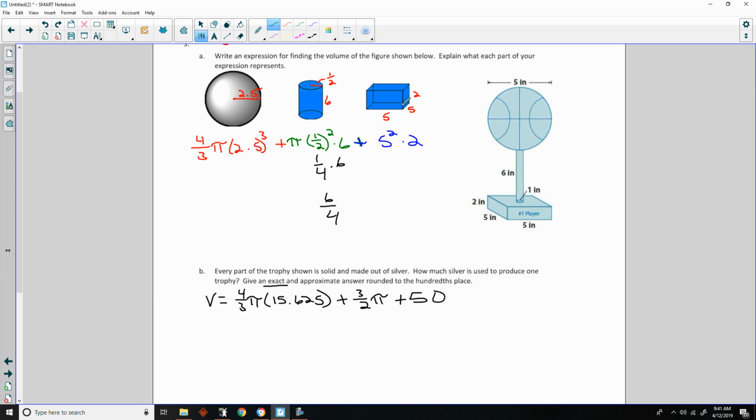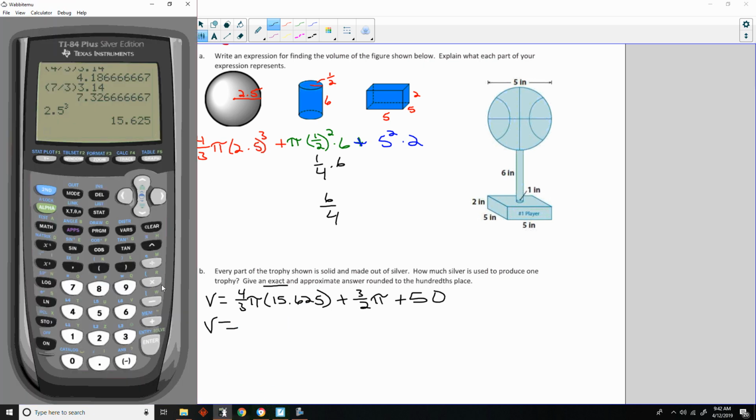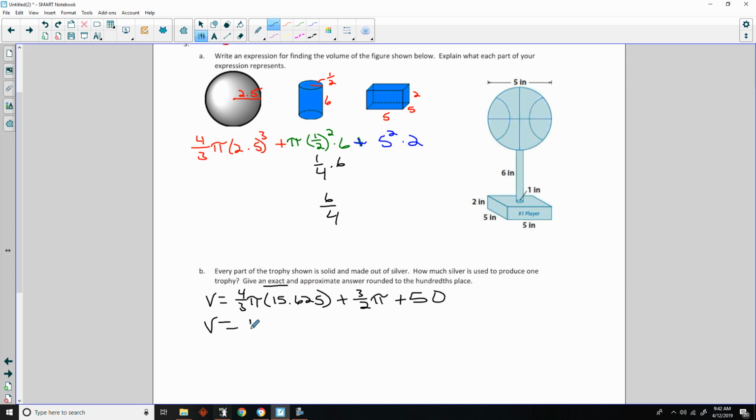So the volume of this base is 50 cubic inches. The volume of the stem, which is a cylinder, is 3/2 pi. And the volume of this, now I just need to finish this up. I need to clean this up. And if I do this times 4/3, I get 20.83 repeating. And I'd rather leave that in fraction form, which is 125 over 6 pi plus 3/2 pi plus 50.